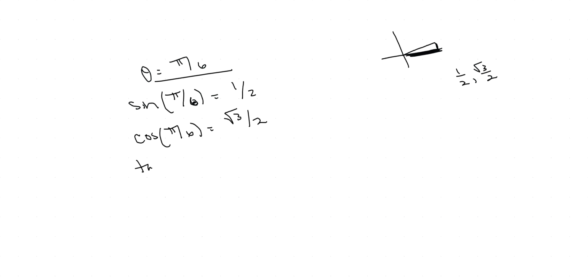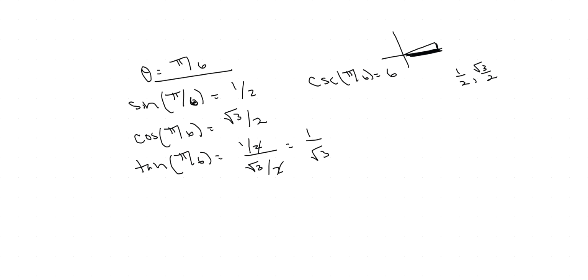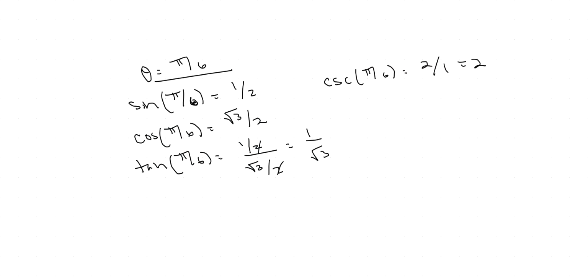And to find tan of pi over 6, I'm just going to do sine over cosine, but the denominators always cancel, so I just get 1 over root 3. And then I can find all the other values by just flipping. So I know that cosecant of pi over 6 is just going to be sine flipped, which is just 2 over 1 or 2. Secant of pi over 6 is just 2 over root 3. And cotan of pi over 6 is root 3.